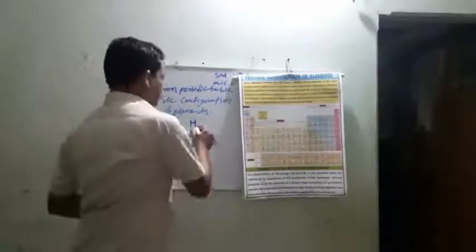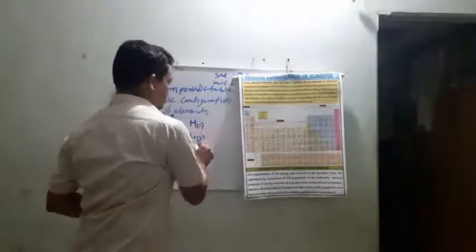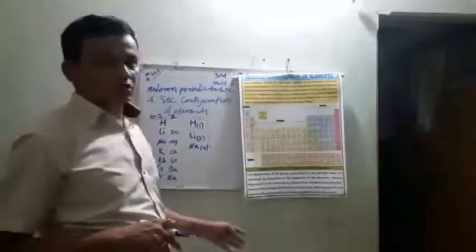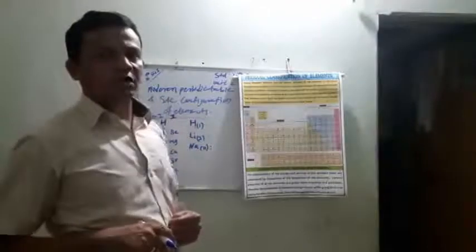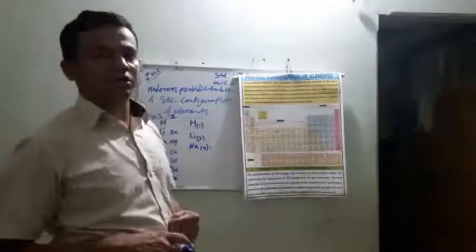So while writing the electronic configuration you must know the atomic number of these elements. So the atomic number of hydrogen is 1, lithium is 3 and sodium is 11. Now you have to write the electronic configuration of these elements. You know about electronic configuration; this concept you have already learned last year.